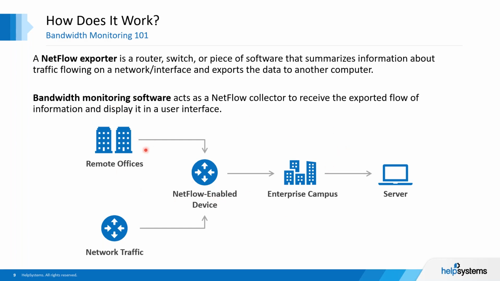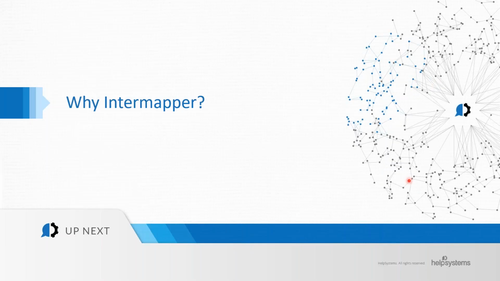Now we want to capture that traffic information from wherever it's coming from, and then push it to some type of collector. So the software is sitting on the server and is collecting this data, and then it's able to take that information and give you some feedback in terms of what that information is. So that's a very simplistic way of identifying where strategically these quote unquote exporters need to live. So why Intermapper?